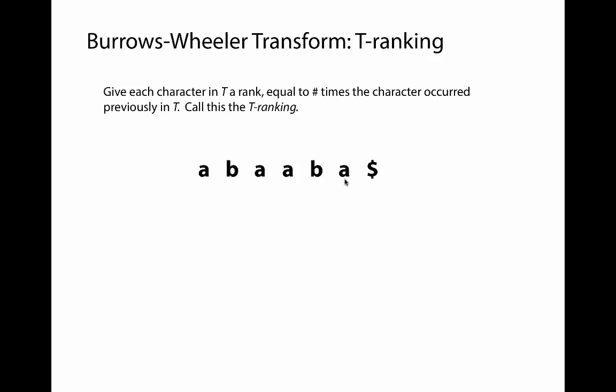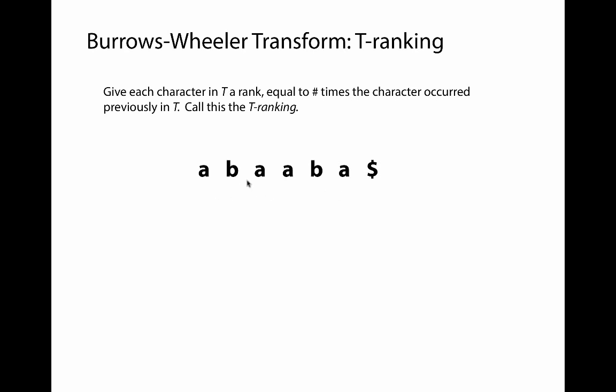So in the T ranking, we're going to give each character in the string T a rank, and we'll draw it as a subscript. And the rank is just equal to the number of times that character occurred previously in T, earlier in T, and we're going to call that the T ranking.